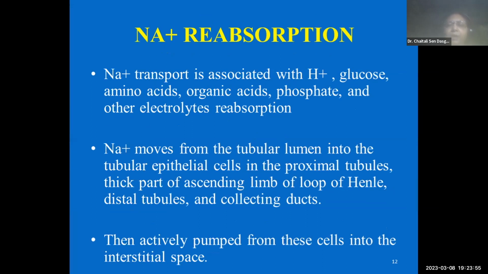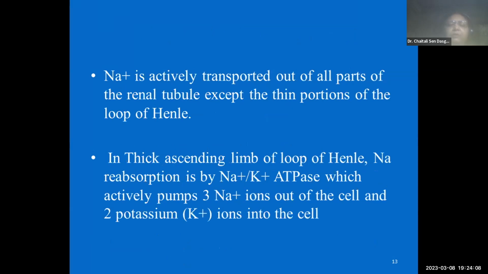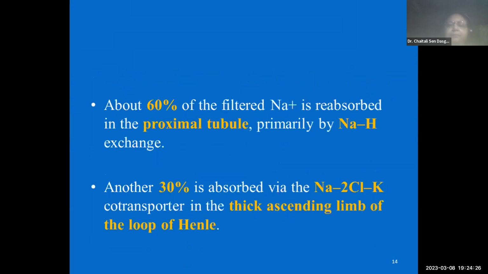Sodium moves from the tubular lumen into the tubular epithelial cells in the proximal tubules, thick part of the ascending limb of loop of Henle, distal tubules, and the collecting ducts. Then it is actively pumped from these cells into the interstitial space. So we see sodium is actively transported out of all parts of the renal tubule except the thin portions of the loop of Henle. In the thick ascending limb of loop of Henle, the sodium reabsorption is by sodium potassium ATPase, which actively pumps 3 sodium ions out of the cell and 2 potassium ions inside the cell.